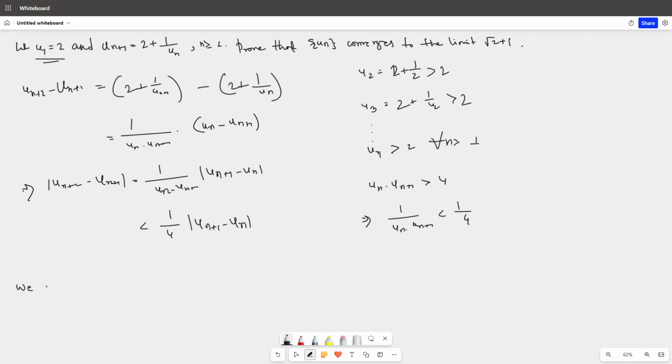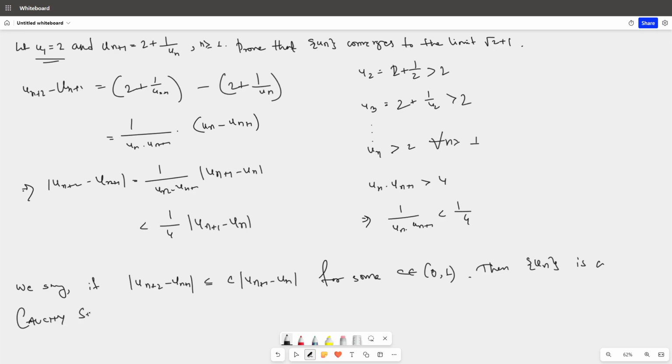We say if modulus of un plus 2 minus un plus 1 is less than or equal to c into modulus of un plus 1 minus un for some c belonging to the open interval 0 to 1, then un is a Cauchy sequence. Now, it is very important for all of us to understand what that means. Because it is a Cauchy sequence, we can say that this entire sequence that we started with, the given sequence in the question, is a Cauchy sequence, and hence that sequence is convergent.